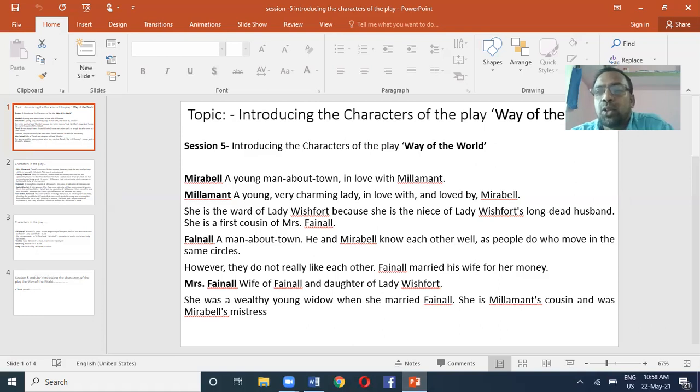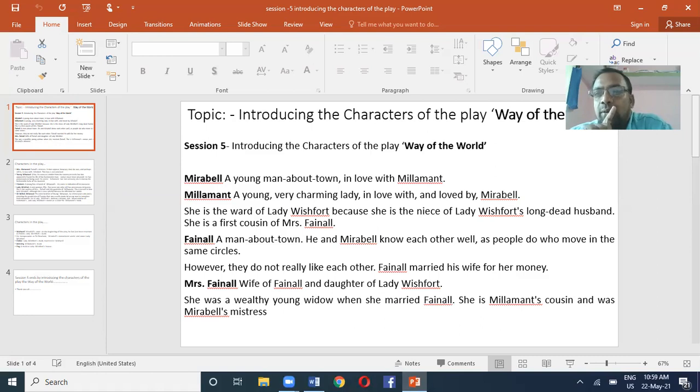There was a blood relationship between Lady Wishford and Millamant. They are long-dead husband's side relations. She is the first cousin of Mrs. Fainall.